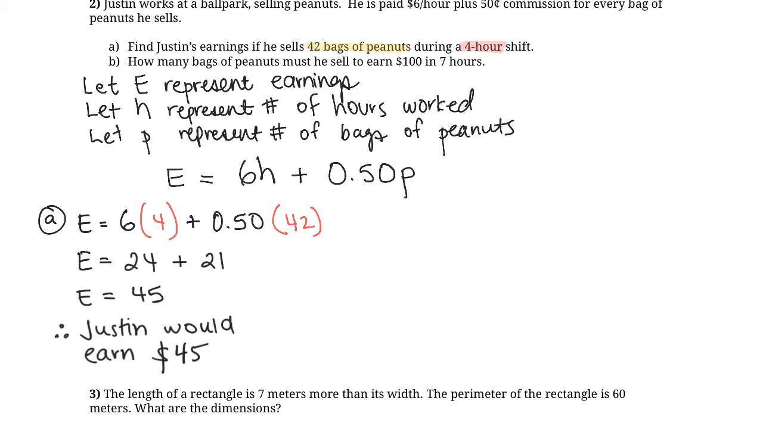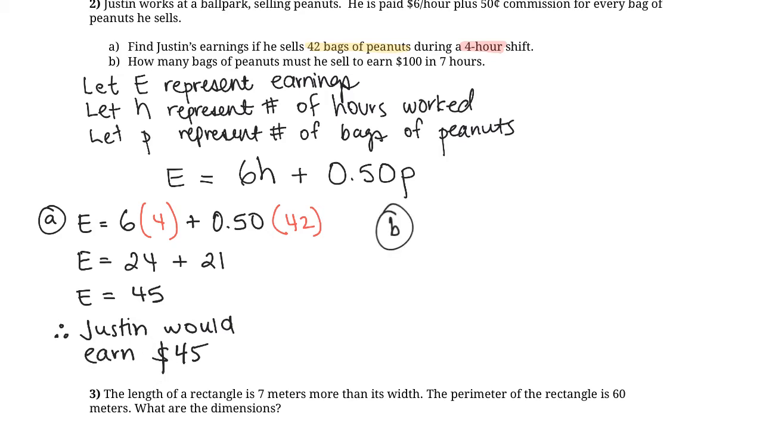Don't forget that you need to put a therefore or a concluding statement or sentence at the end. So I'm going to conclude, therefore, Justin would earn $45. Remember, earnings are a money amount measured in dollars, so you should be putting in the symbol for $ as your units.